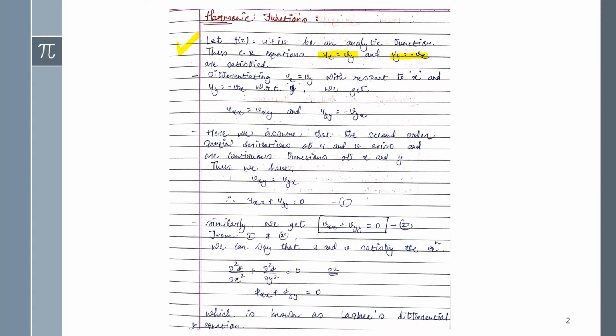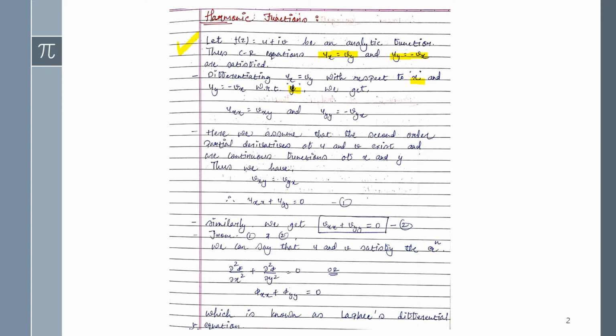Okay, now differentiating ux equals vy with respect to x and uy equals minus vx with respect to y, we get. Now see, there are two kinds of CR equations, right? The first one is u with respect to x, and the second is u with respect to y. The first equation we are differentiating with respect to x, and the rest of the equation we differentiate with respect to y.